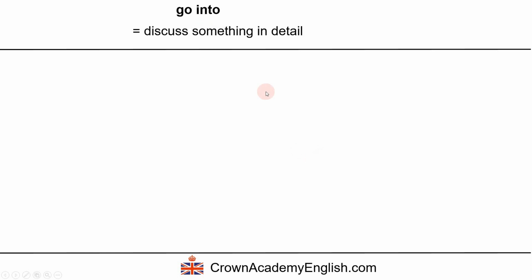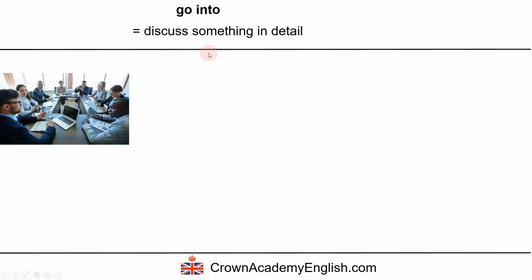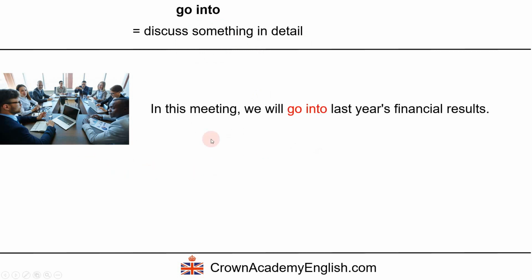Go into. And this means to discuss something in detail. And we often use this in a meeting. So when we start a meeting, we can say, in this meeting, we will go into last year's financial results. So here we have the future tense, and we are saying that in this meeting, we will discuss, we will talk about last year's financial results.